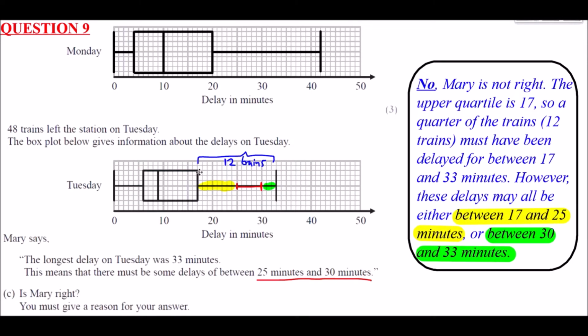The upper quartile's 17 here, so a quarter of the trains, which is 12 of them, must have been delayed for between 17 and 33 minutes. However, these delays may all be either between 17 and 25 minutes, this bit in yellow I've coloured in, or they could have been delayed between 30 and 33 minutes, this green bit I've coloured in. There's no saying that any were delayed in between 25 and 30. They might have been, but she's wrong to say they must have been. Not necessarily, Mary. So that's all we need to do for question 9.